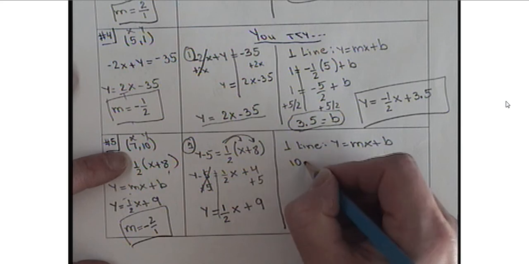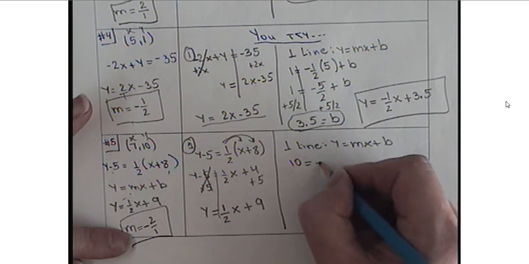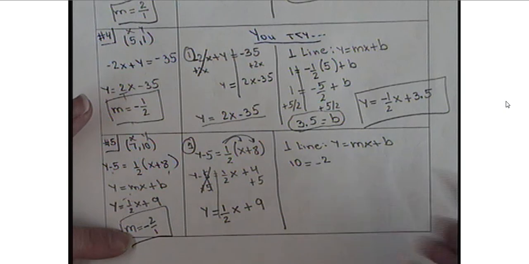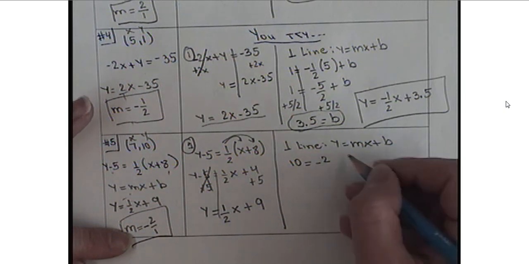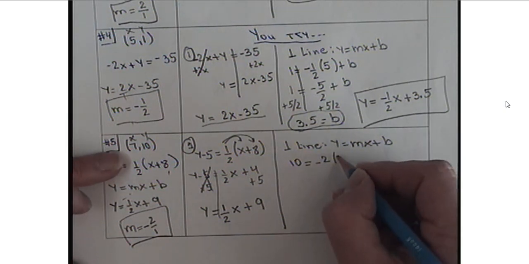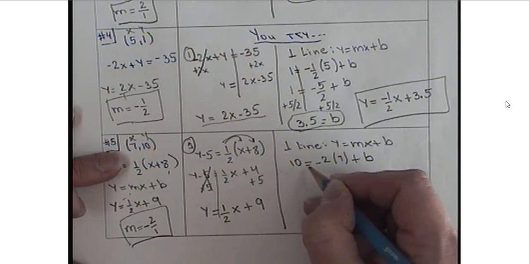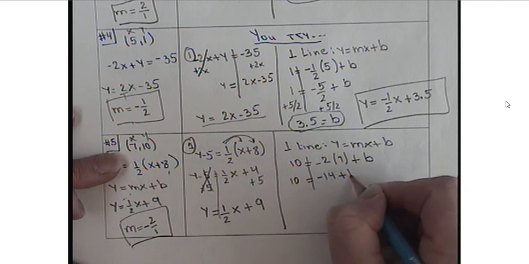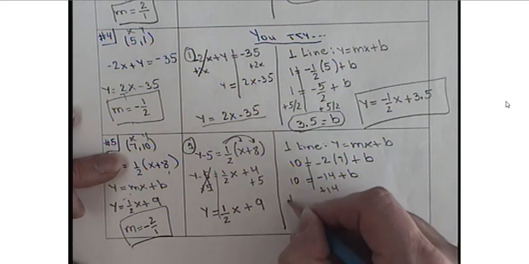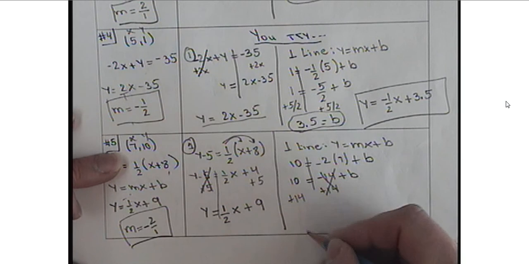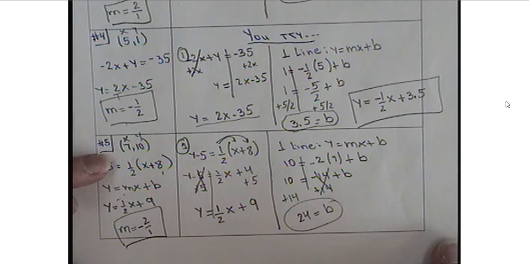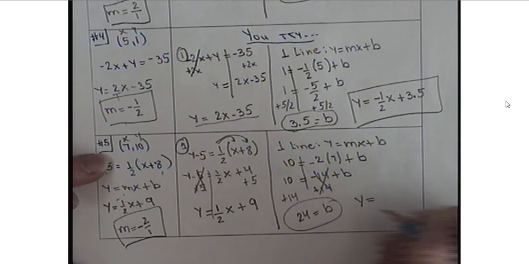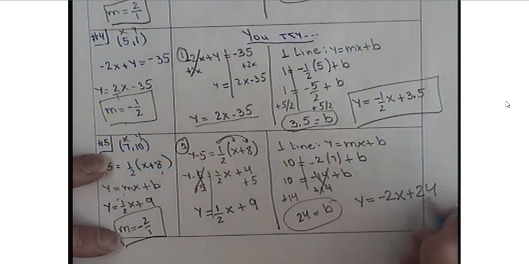So 10 is equal to, m is negative 2. Again, negative 2 over 1, same as negative 2. We don't need to write over 1. Times x is 7 plus b. Okay, well 10 will be equal to negative 14 plus b. Plus 14 to each one of those, two cancel, so we have 24 is equal b. In the final equation, y will be equal to negative 2x plus 24.